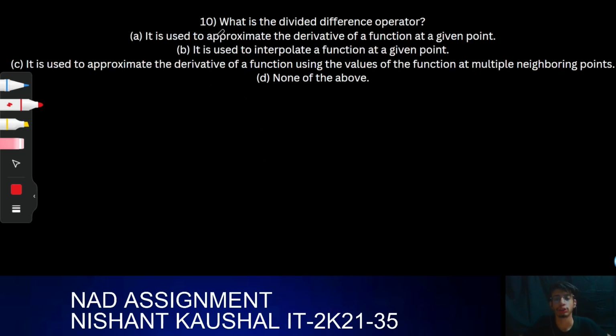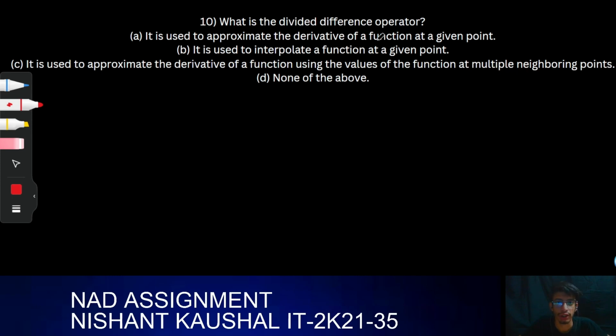Let us proceed to question number 10. What is the divided difference operator? A. It is used to approximate the derivative of a function at a given point. B. It is used to interpolate a function at a given point. C. It is used to approximate the derivative of a function using the values of a function at multiple neighbor points, or D. none of the above.